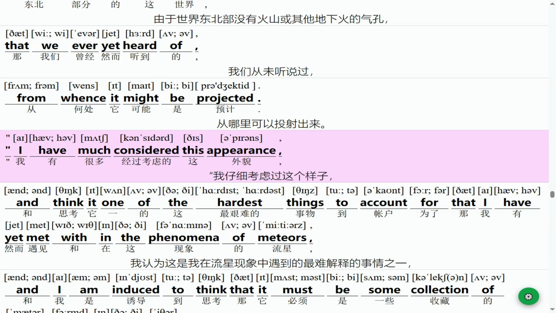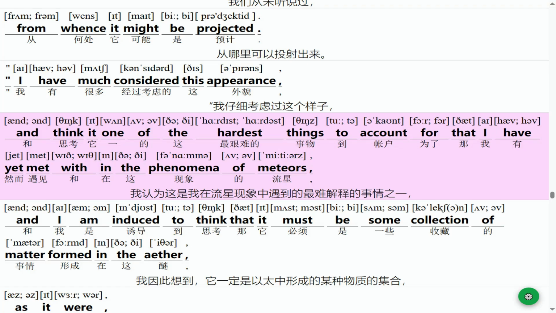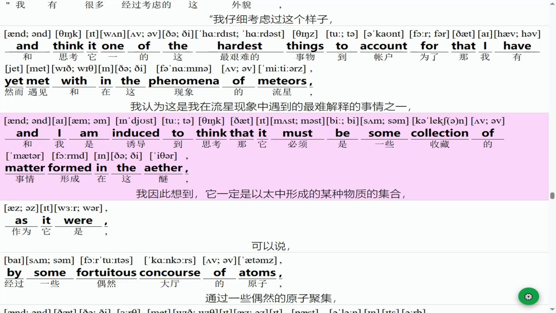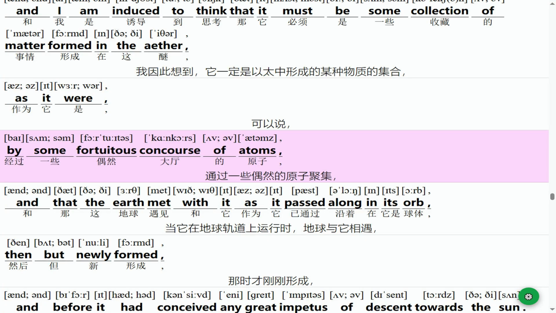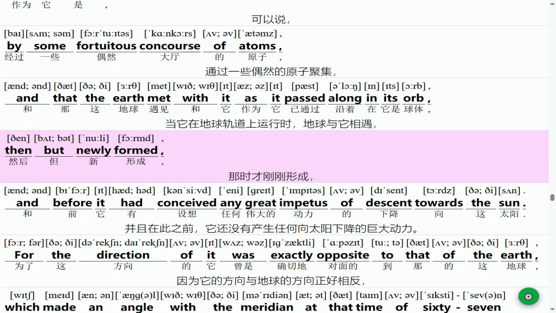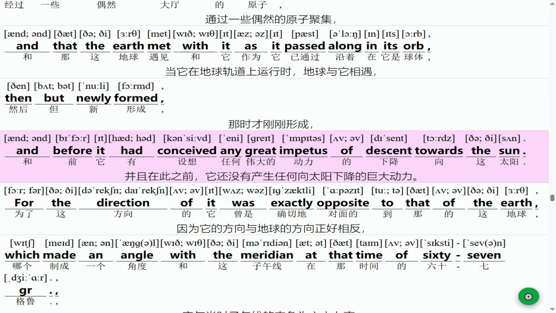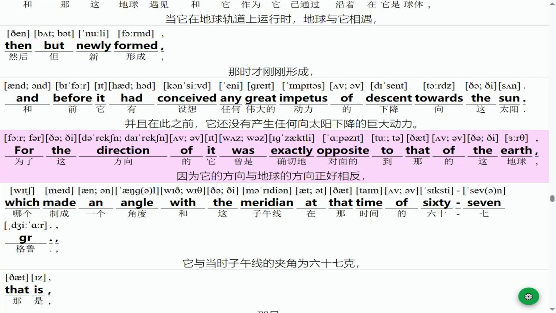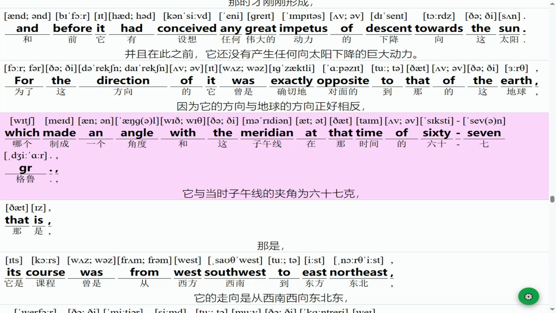I have much considered this appearance, and think it one of the hardest things to account for that I have yet met with in the phenomena of meteors, and I am induced to think that it must be some collection of matter formed in the ether, as it were, by some fortuitous concourse of atoms, and that the earth met with it as it passed along in its orb, then but newly formed, and before it had conceived any great impetus of descent towards the sun, for the direction of it was exactly opposite to that of the earth, which made an angle with the meridian at that time of 67 degrees.